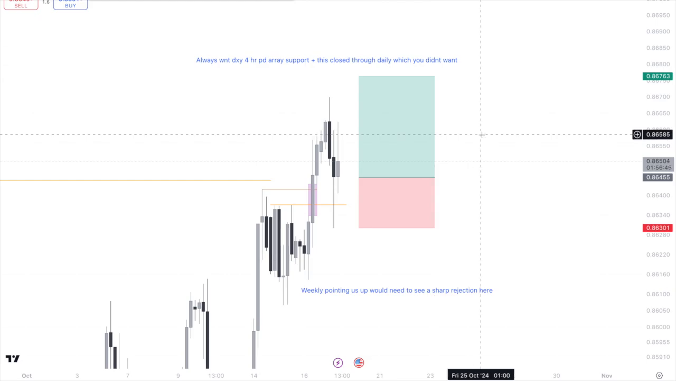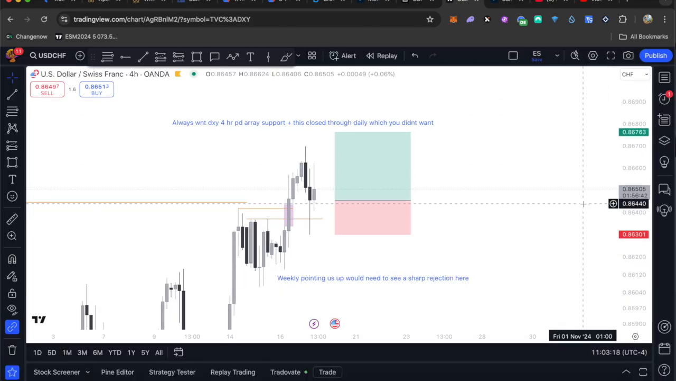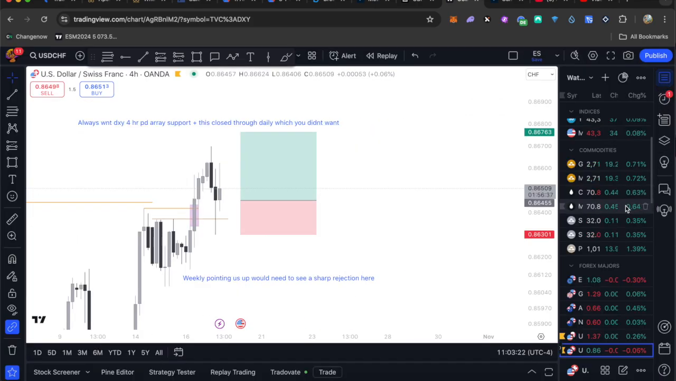They were fairly decent, but I didn't think I was going to trade them just because, as I say, the dollar, I didn't really have anywhere where I thought the dollar could continue from.